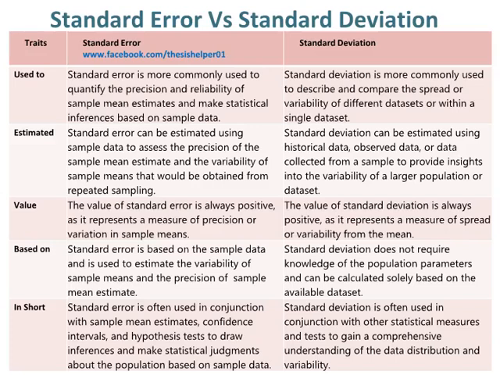Whereas, standard deviation does not require knowledge of the population parameters and can be calculated solely based on the available dataset. In short, standard error is often used in conjunction with sample mean estimates, confidence intervals, and hypothesis tests to draw inferences and make statistical judgments about the population based on sample data. Whereas, standard deviation is often used in conjunction with other statistical measures and tests to gain a comprehensive understanding of the data distribution and variability.